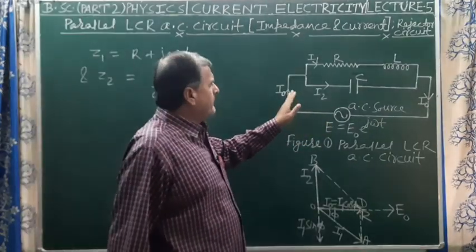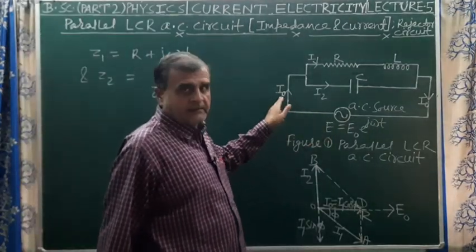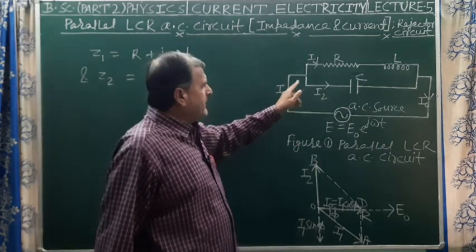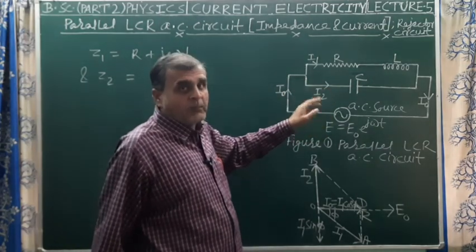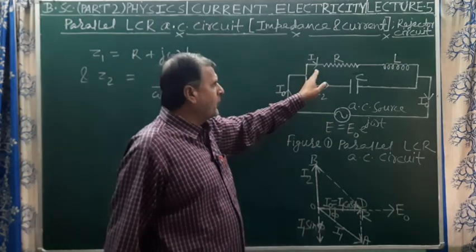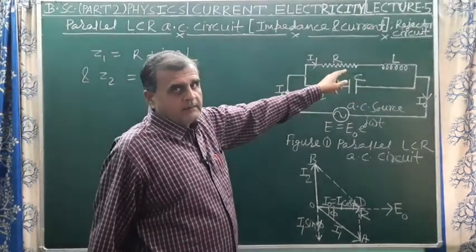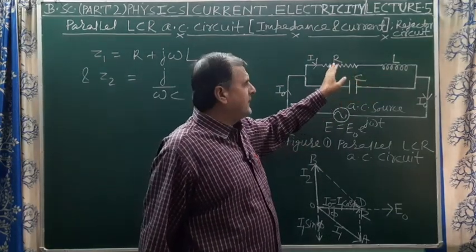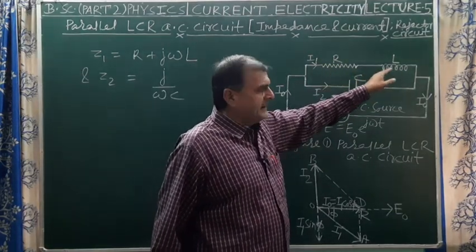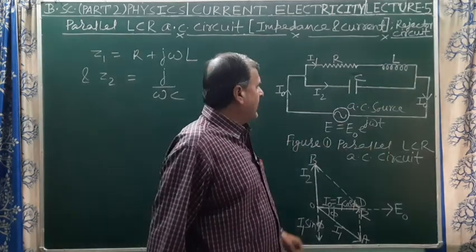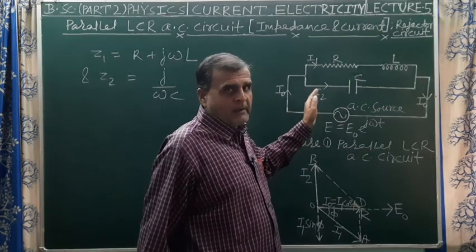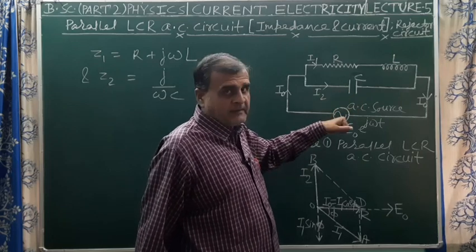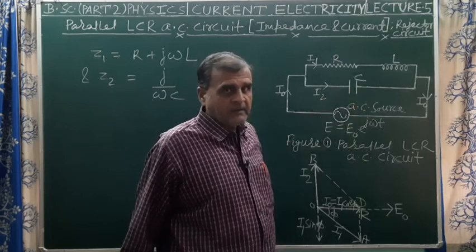Now, say the source current is I naught from the AC source, and it is divided into two parts, I1 and I2. I1 will flow in the inductor branch, that is the combination of resistor and inductor of inductance L, and I2 will be the current in the capacitor branch in which a capacitor of capacitance C is connected.